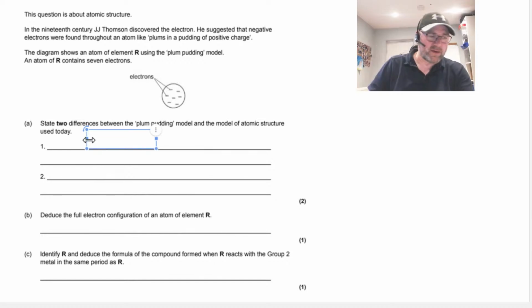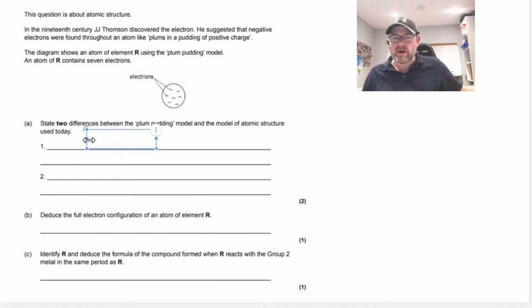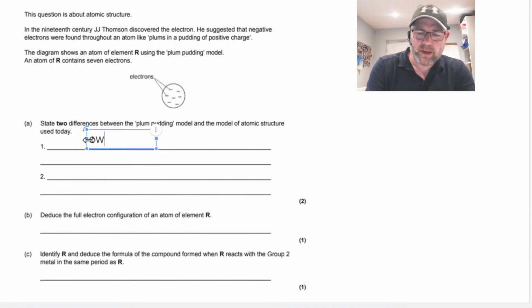Yeah, plum pudding has the electrons embedded. Where are the electrons found, Zainab? Where are they found in the modern model? Yeah, today they're in shells. Great. So yeah, electrons.